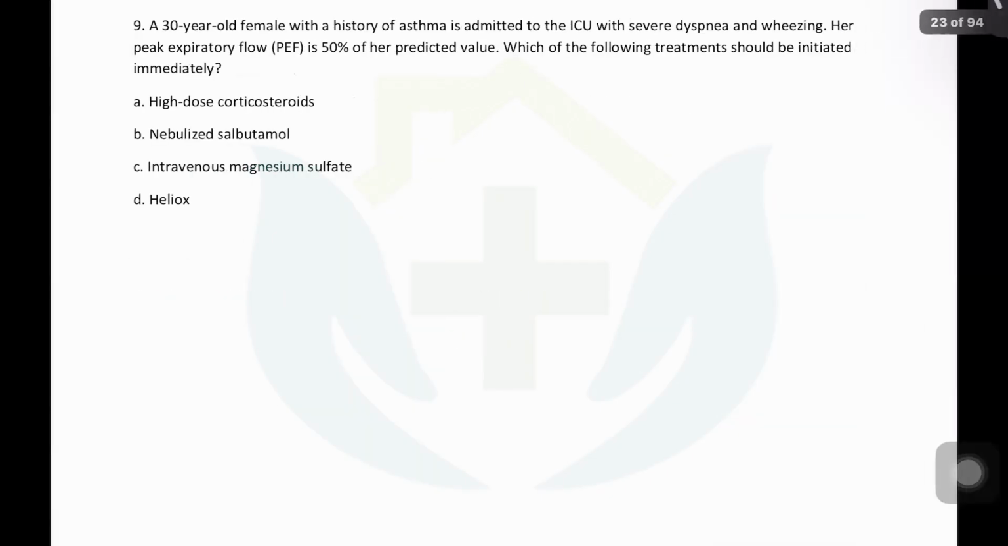A 30-year-old young female with a history of asthma, this is the repetition, presents with severe dyspnea and wheezing. The peak expiratory flow rate is 50% of the predicted value. What would be the treatment?